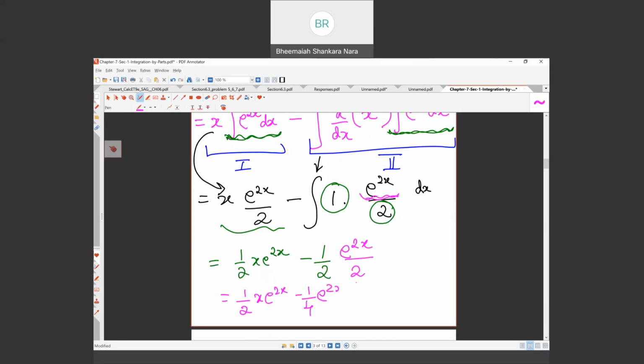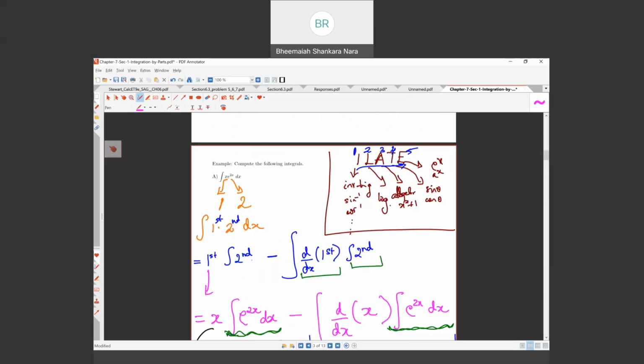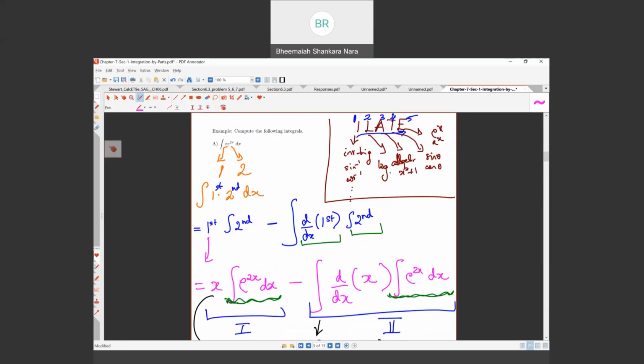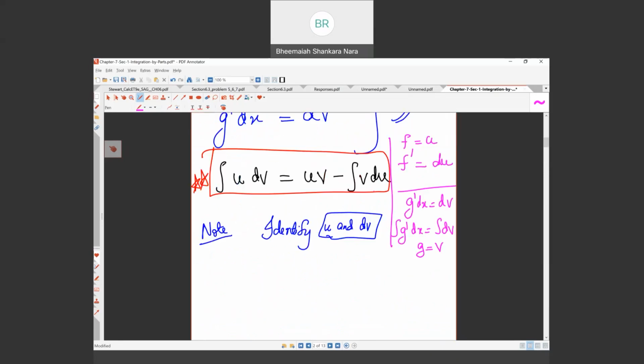So when you choose the first function and the second function carefully using the ILATE rule, the integration by parts rule says write the first function, integrate the second, minus a big integral sign, differentiate the first, integrate the second. This is exactly the same as the udv rule which we wrote on the top. Now let me do the same problem using this udv rule.